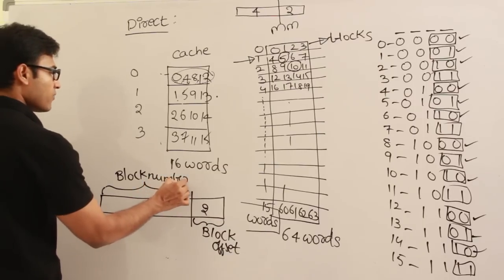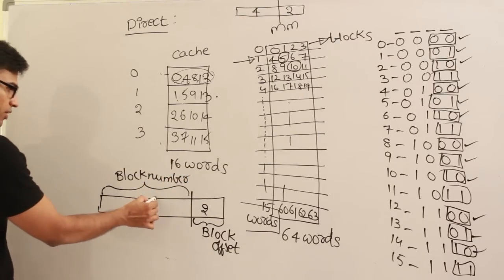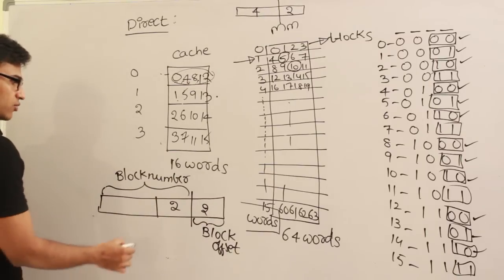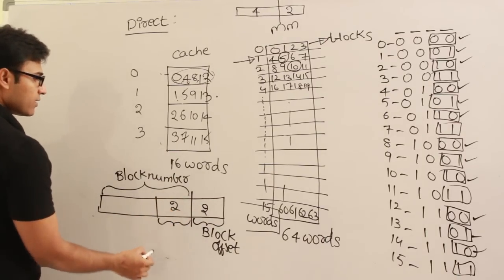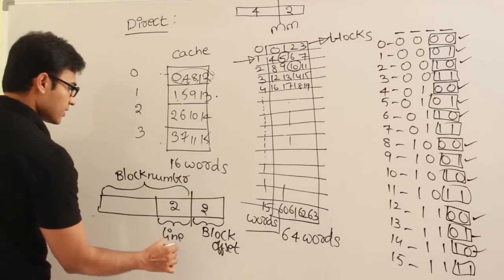Block number of the main memory. Now I'm going to take 2 bits from it, the least significant 2 bits, and these 2 bits will indicate the line number, right?